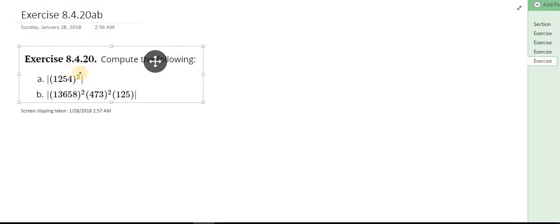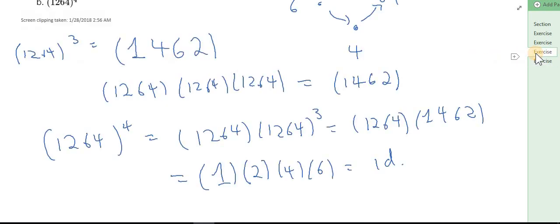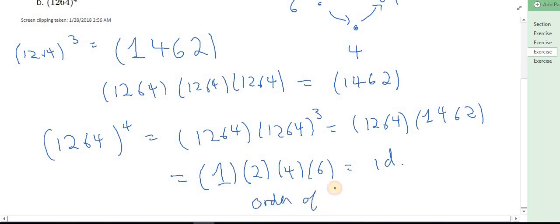And the order of a permutation is the smallest positive integer that makes the permutation go back to the identity. We just saw that (1 2 6 4) to the 4th power is equal to the identity. So the order of (1 2 6 4), we write that as the order of (1 2 6 4) is equal to 4. All right. It's the smallest positive number that takes you back to the identity.